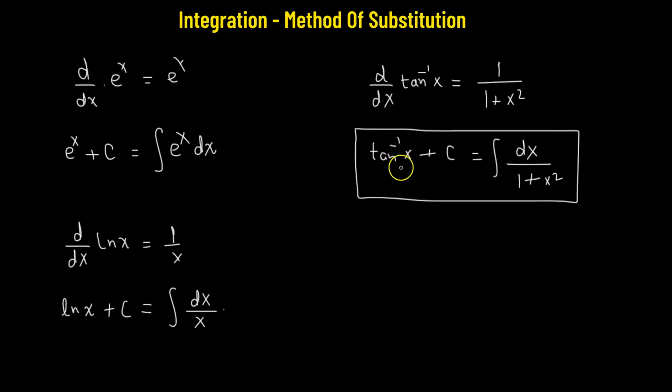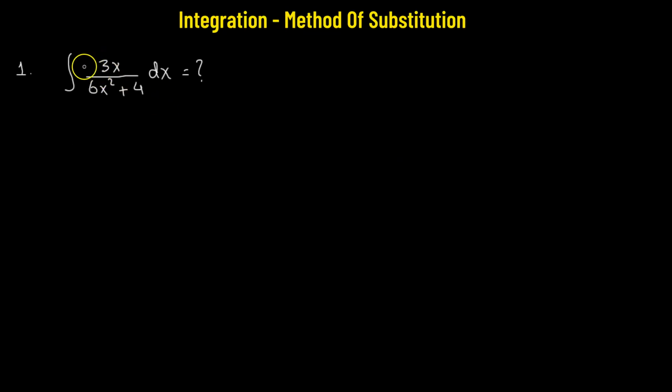So using this idea, let's try to perform some integration, and in today's section we'll be considering a method known as the method of substitution. Here we have to integrate the function 3x over 6x squared plus 4 with respect to x. So we need to do a substitution here. We will be substituting the denominator 6x squared plus 4 with a new variable, let's call it u.